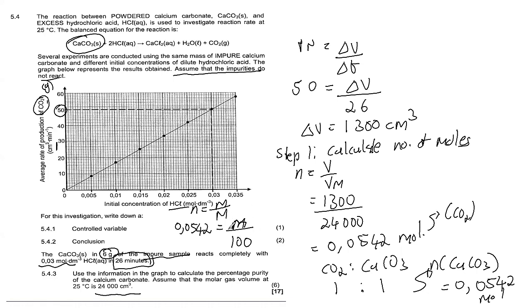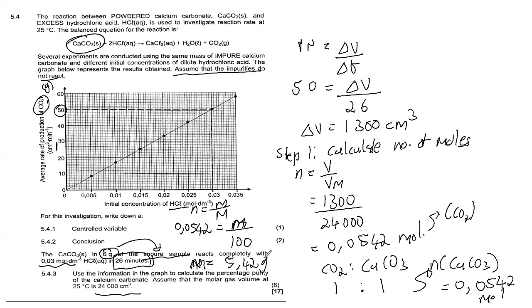Now we want the mass of the calcium carbonate, so we use its molar mass, which is 100. When we cross multiply, 0.0542 multiplied by 100 gives us 5.42 gram. What is the meaning of this? This means from the 6 gram of impure sample, only 5.42 gram reacted completely.